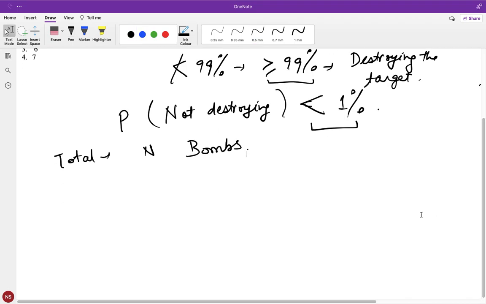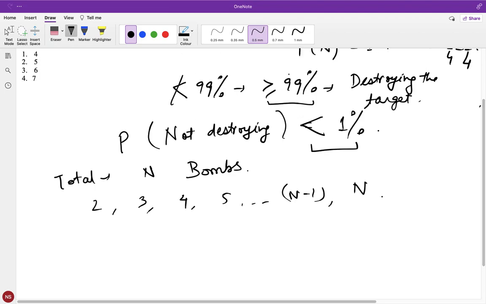So if I have to destroy the target, I can either hit 2 bombs, or 3 bombs, or 4 bombs, 5 bombs, dot dot dot, n minus 1 bombs, and n bombs. So there are many cases I will have to look at in order to derive the probability and match it with greater than or equal to 99% to arrive at the value of n.